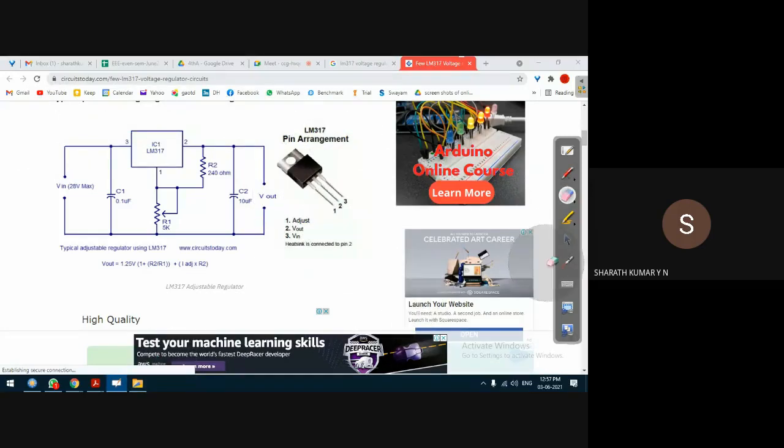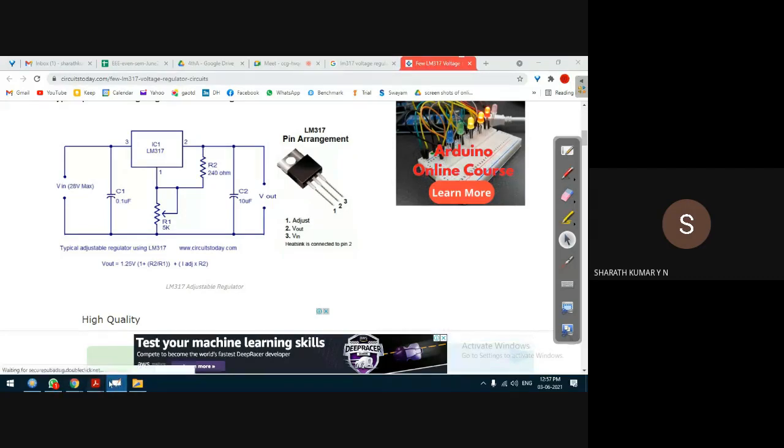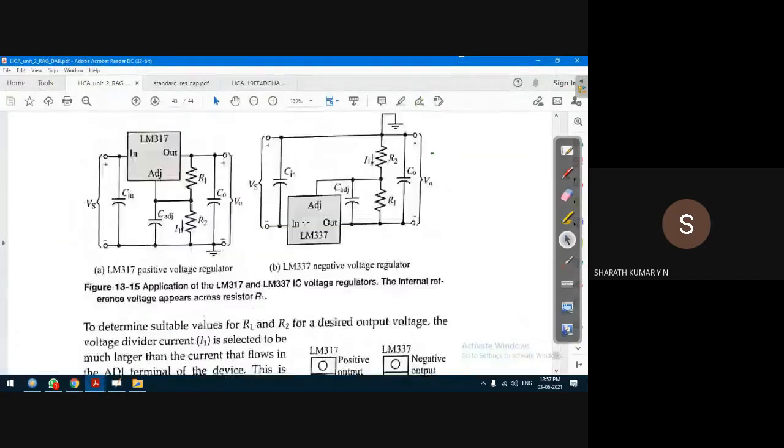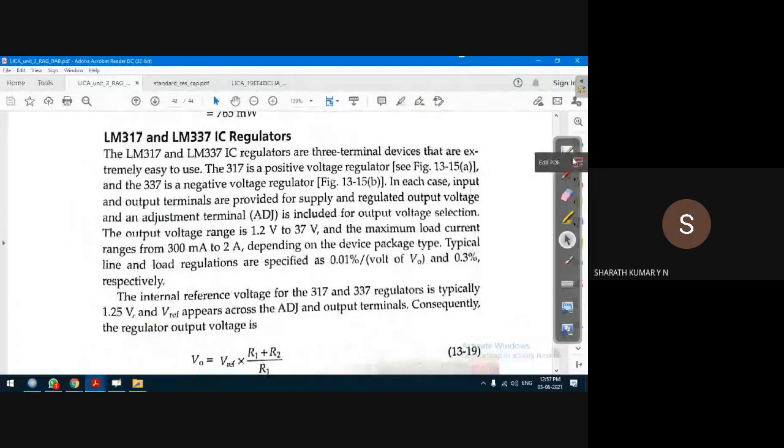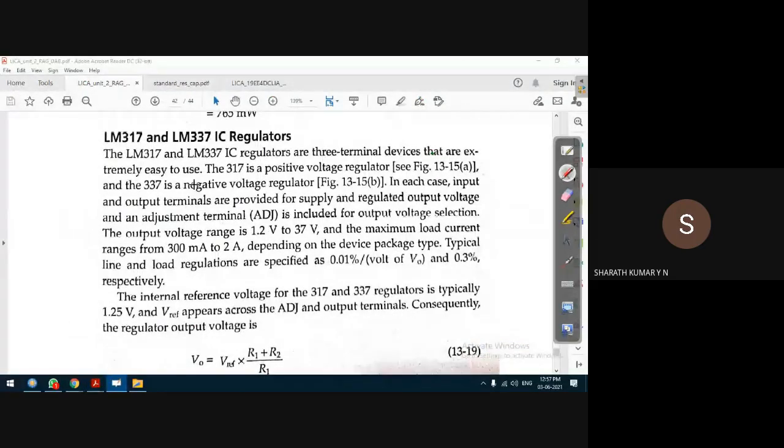I wanted to show you this because you must have seen it in practical hardware circuits. I'm sure you must have. It looks something like this. They are 3-terminal devices that are easy to use because it is easy to make connections. You can actually fix it on a breadboard. It's very easy to make connections.